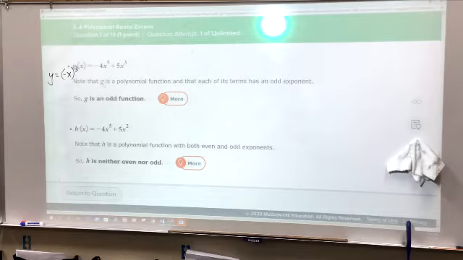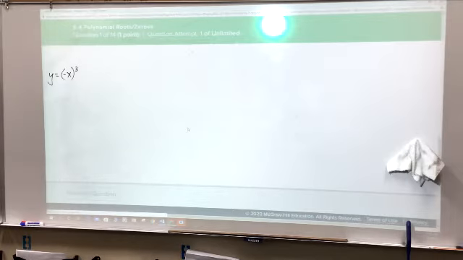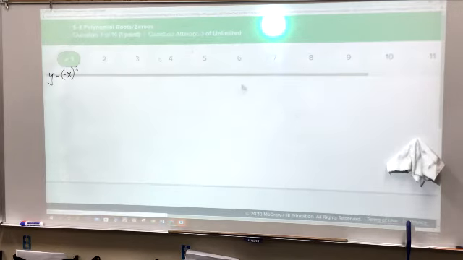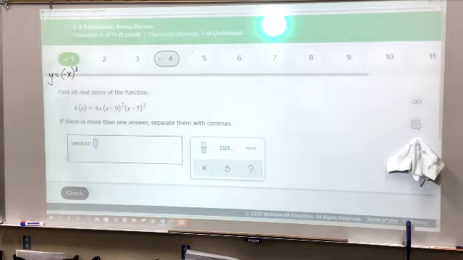Yeah, see, g is a polynomial function. Each of its terms has an odd exponent. h is a polynomial function with both even and odd exponents. So h is neither odd nor even. Okay, so let's return to the question. And let's look at the next kind of question here on number 4.